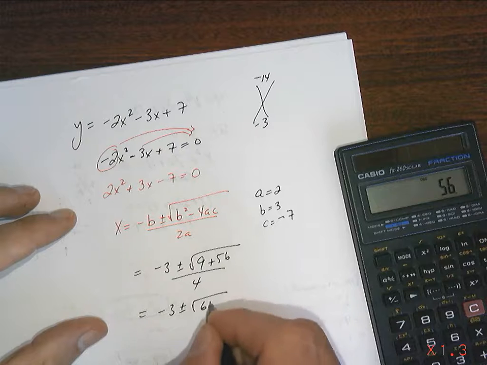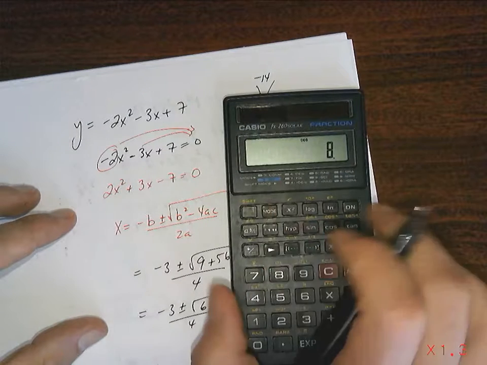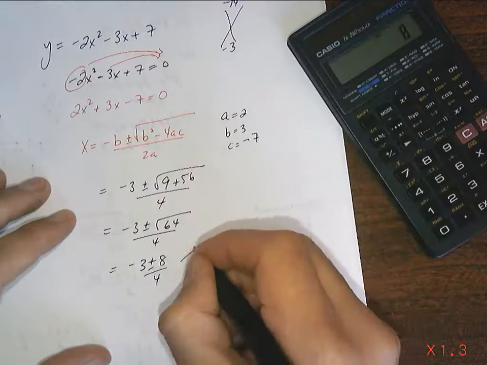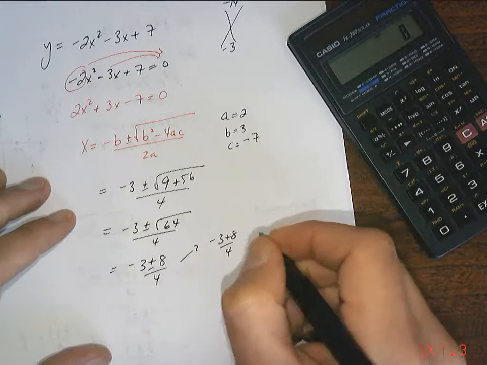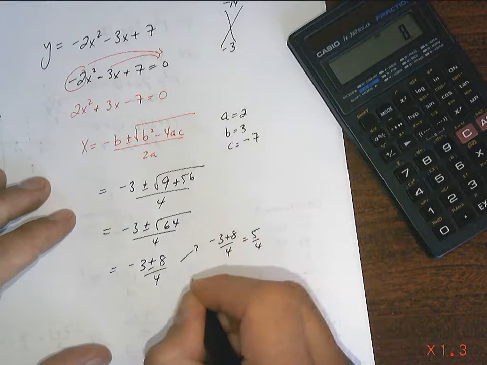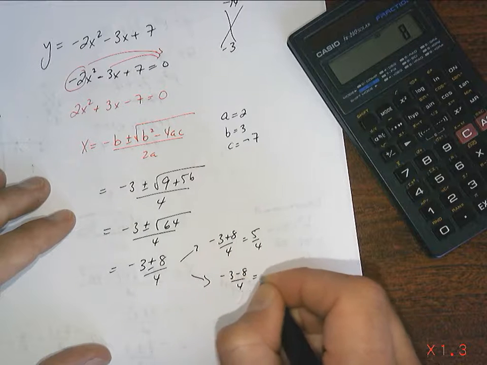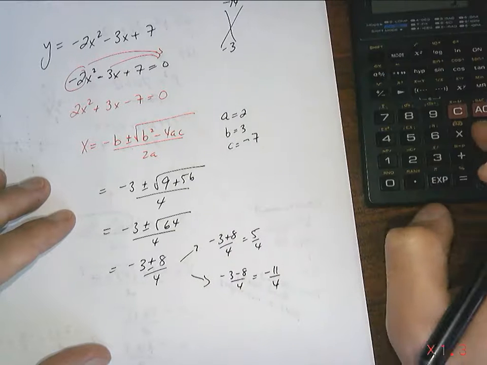Is that right? Wow, that's kind of neat. 64 square rooted is 8. So it's negative 3 plus or minus 8 over 4. So remembering that there's two answers here, negative 3 plus 8 over 4, which is going to be 5 over 4. And the other answer is going to be negative 3 minus 8 over 4, which is going to be negative 11 over 4. And in your answers, we're going to change everything to decimals.